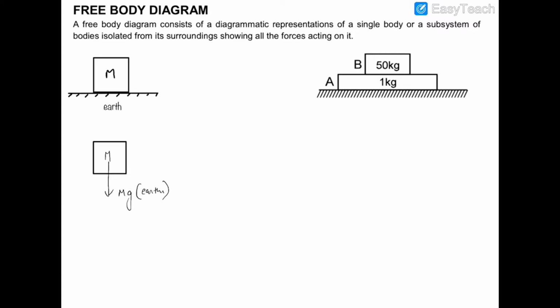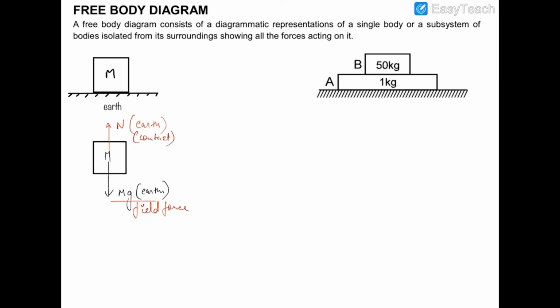Now, mg is acting on this block but the block is at rest, so it is due to the fact that a normal reaction is acting on the block in the upward direction, and this normal reaction is also applied by the earth. But there is a difference: mg is a field force, I'm writing here field force, and the normal reaction is a contact force.